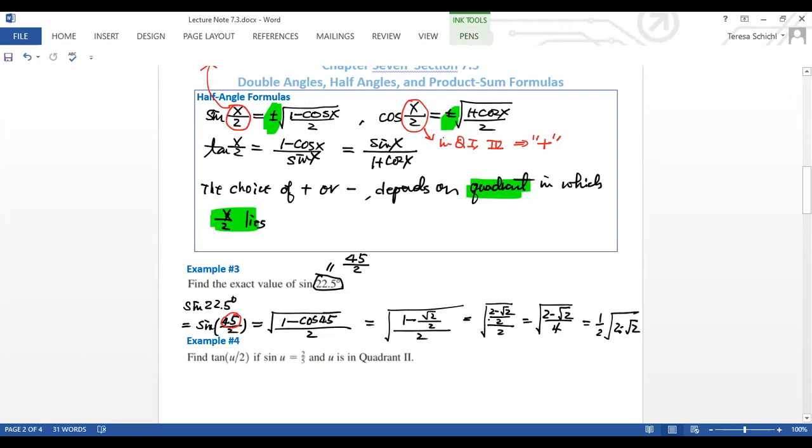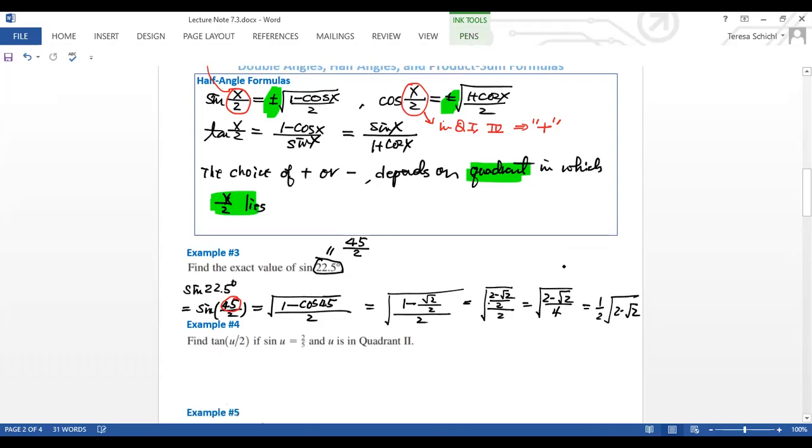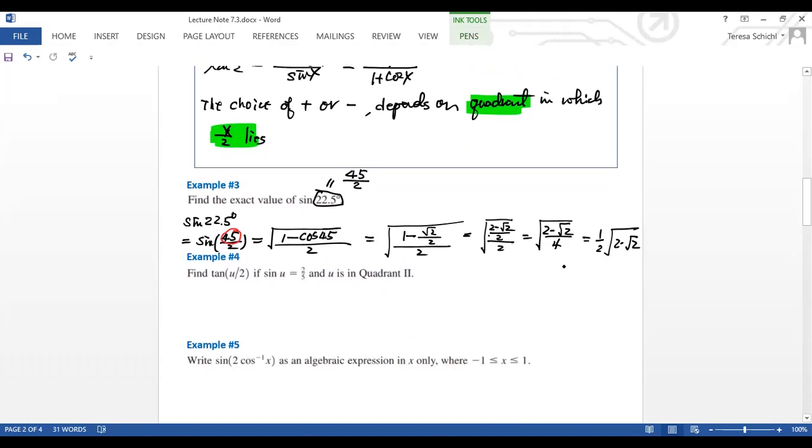All right, okay, so now let's take a look at the next problem here, tangent half angle. If sine u is equal to 2/5 and u is in quadrant number 2, now I'm going to find the tangent here, right? Because they already tell you u, I'm going to use tangent u over 2. I'm going to use the first one here. This will be 1 minus cosine u over sine u, right? Because I already know sine u is 2/5.